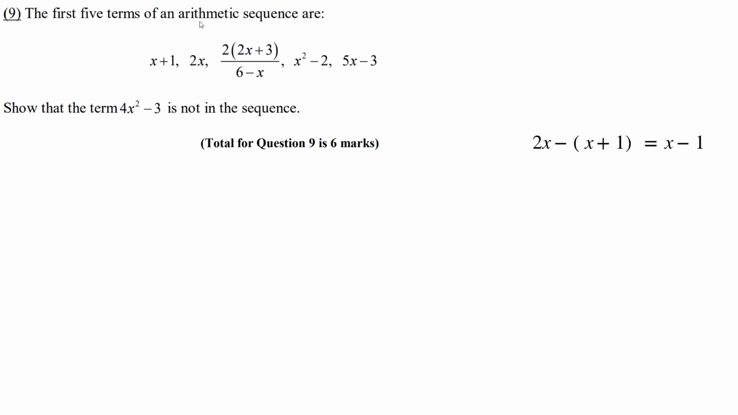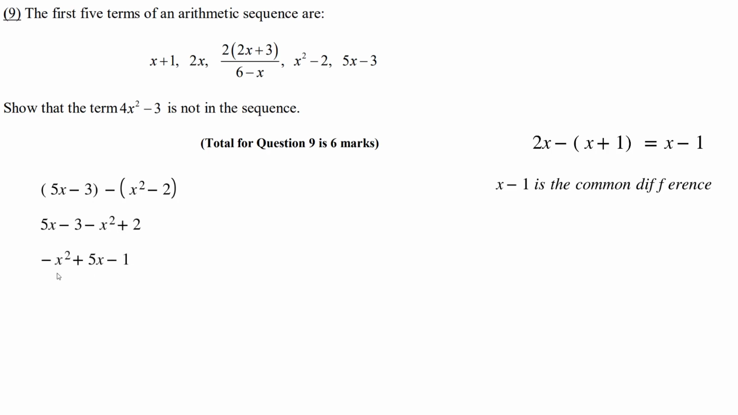Now, because in an arithmetic sequence it's equal everywhere, that means the common difference between these two must also be x minus 1. I could also have picked these two or these two, but this is a weird fraction and I don't want to have to deal with it, so I'll just ignore it. So I'll just pick these two instead. So I'll do 5x minus 3 minus (x squared minus 2). So that's the common difference there. Just do that normally to get this.